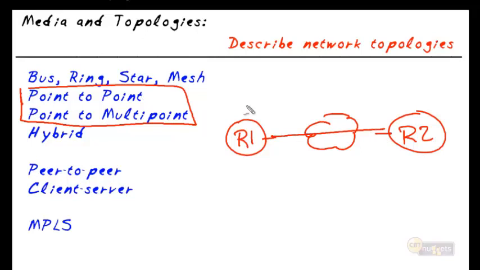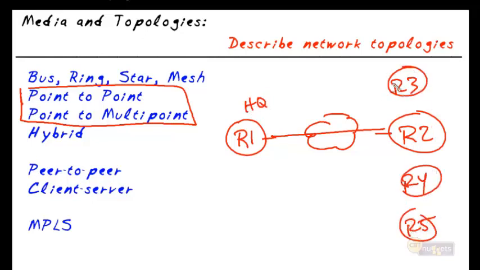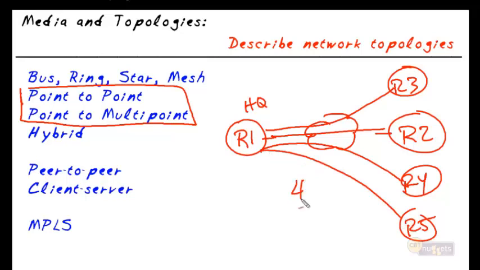Well, what if we have more than one site? Maybe this is our headquarters site, and we have R3 and R4 and R5, and those are all at different sites, geographically speaking. What we could do is we could have point-to-point connections for every single one. And you know who would like that? Our service provider, because they get to charge us for 4 point-to-point connections. So the takeaway from a point-to-point connection is it only involves 2 devices, one at the end of each of the connections. You have 1 circuit and 1 device at each end, point left to point right.